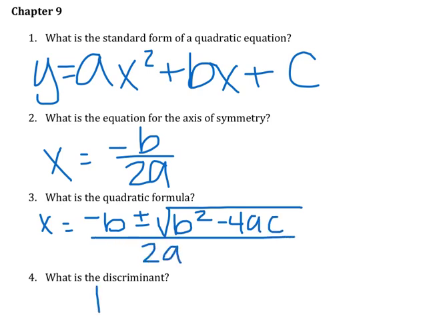And what is the discriminant? Well, that's just the inside part of the radical, negative b squared minus 4ac, sorry. Just b squared minus 4ac, not negative b squared, just b squared minus 4ac.